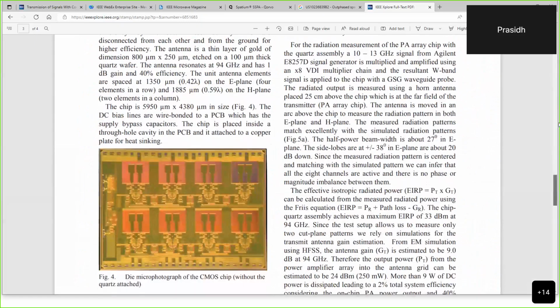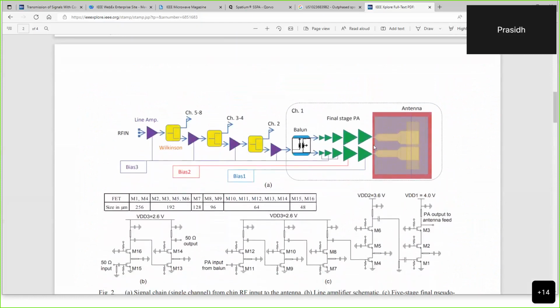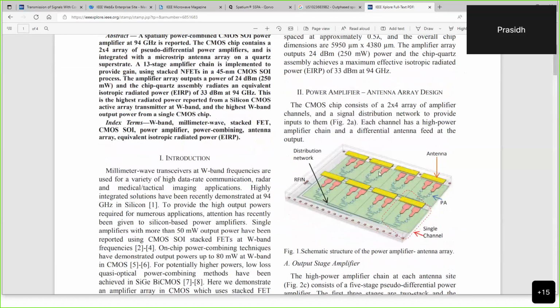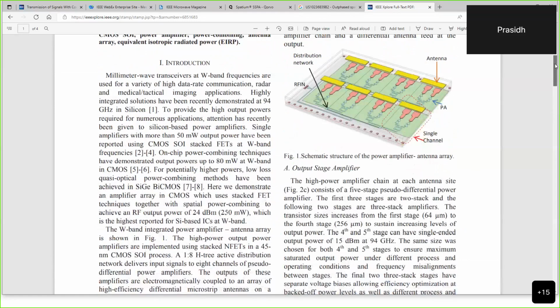So one can see that they've implemented this sort of parallel amplification. Altogether, they have an array of 2 cross 4, so totally 8 antenna elements. And then they've designed differential PAs. Each differential PA will feed a microstrip patch antenna differentially. And then the entire thing is packaged in a small, rectangular form factor. So this is an on-chip implementation.